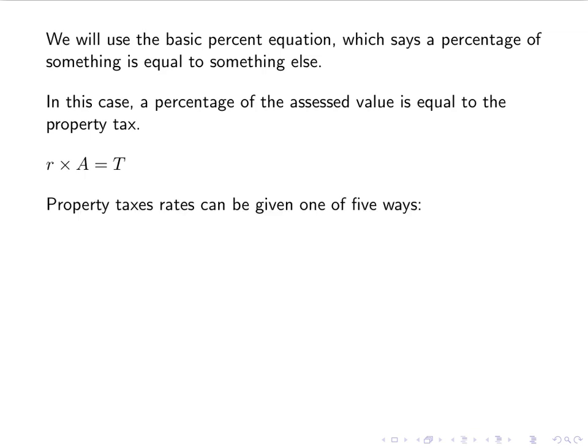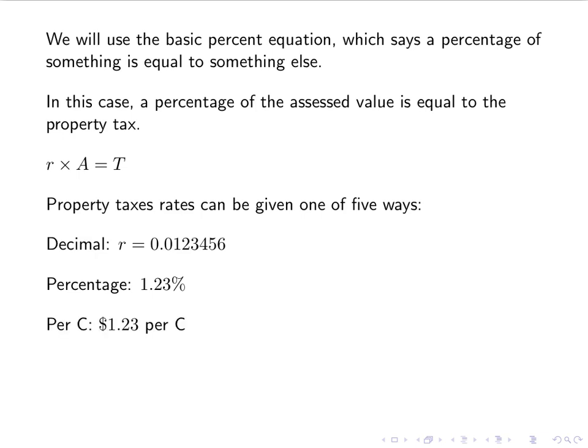The tax rate can be given one of 5 ways. So in the equation, it'll be given as a decimal, so something like 0.01234556. It can also be given as a percentage. So remember, percent means per 100. So 0.0123 would be 1.23%. So you're moving the decimal 2 places to the right from the decimal into the percentage.